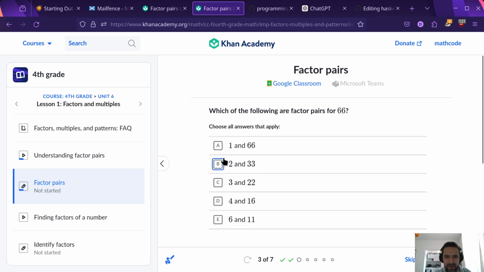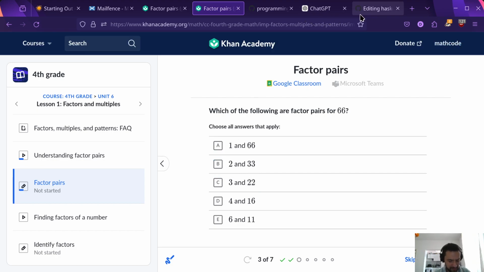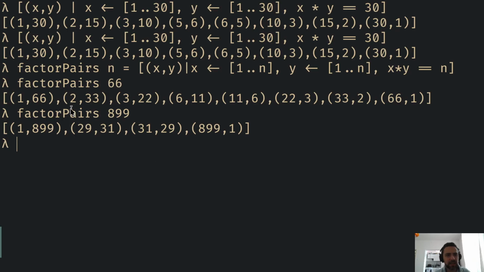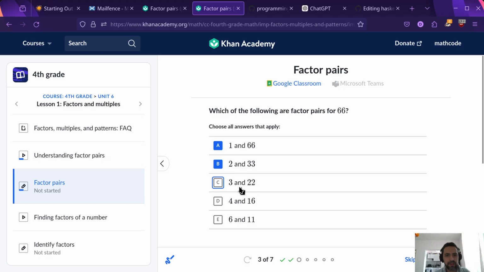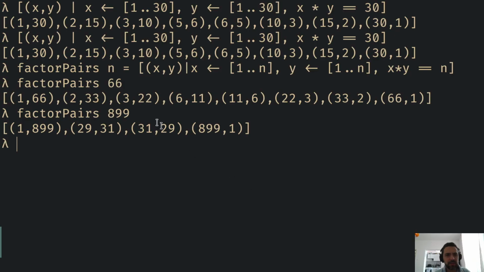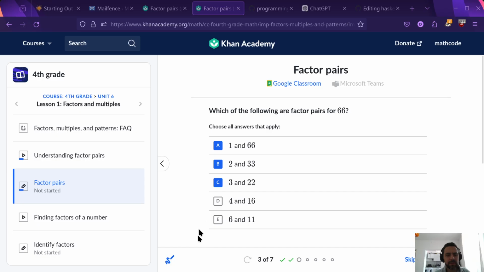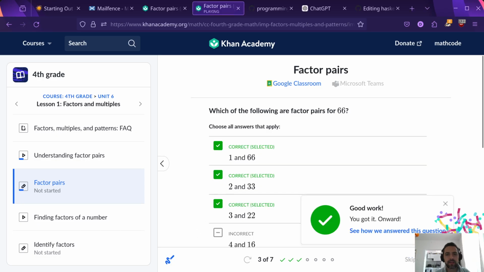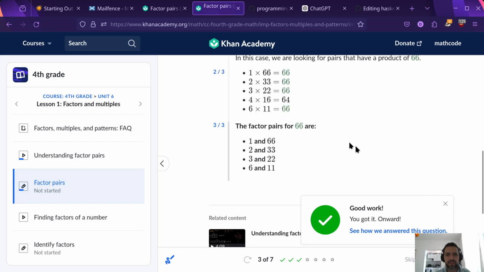See, but this is hard. Like 1 and 66. Yeah. 2 and 33. 3 and 22. Why 3 and 22? Oh yeah, 3 and 22. 4 and 16. No, 6 and 11. Yeah, 6 and 11. Check. All right, got it, onward. How did we answer? 1 times 66, 2 times 33.